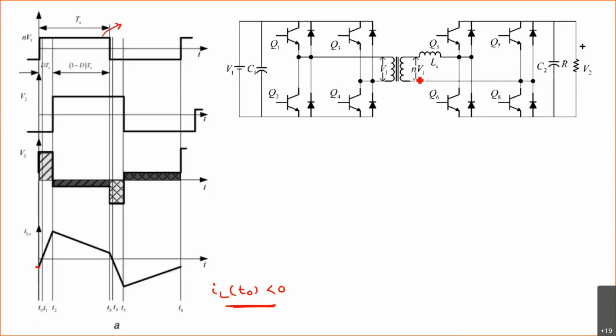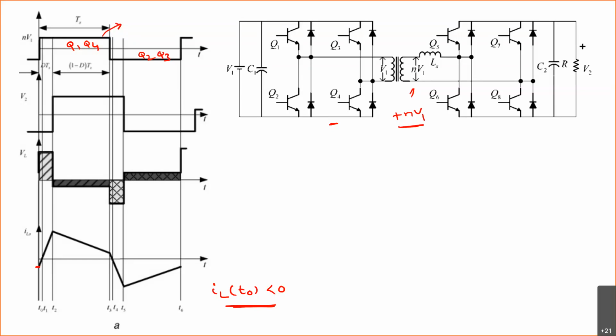The output voltage is positive nV1. To obtain a positive nV1 voltage across the secondary, which switches are actually conducting? Q1, Q4. So this is Q1 and Q4, and obviously the others are Q2, Q3.